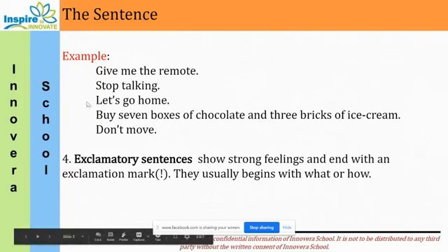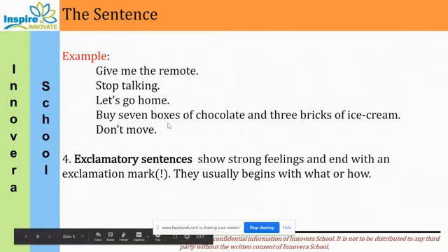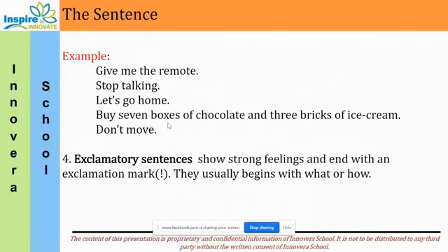Give me the remote. Stop talking. Let's go home. So these are imperative sentences, where we are giving a command or instruction, or requesting, or we are giving advice. Fine. Then we studied the exclamatory sentence, which shows strong feeling, and it ends with an exclamation mark. Understood? So till here we discussed.